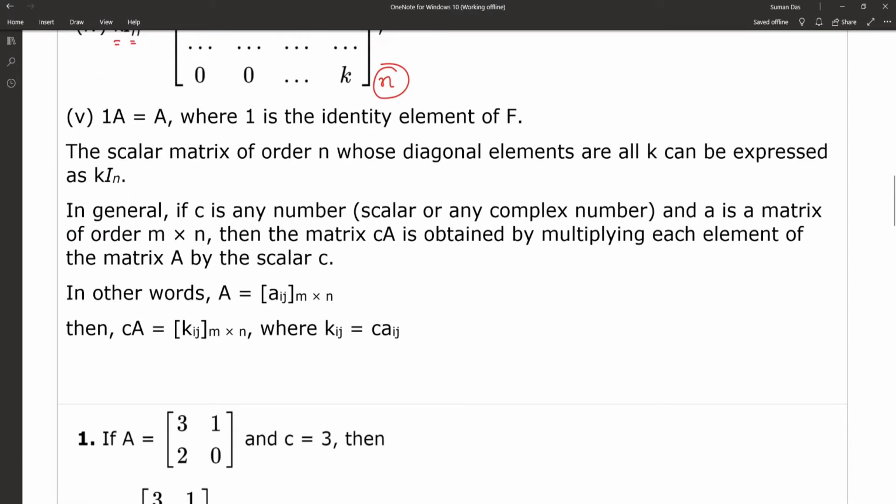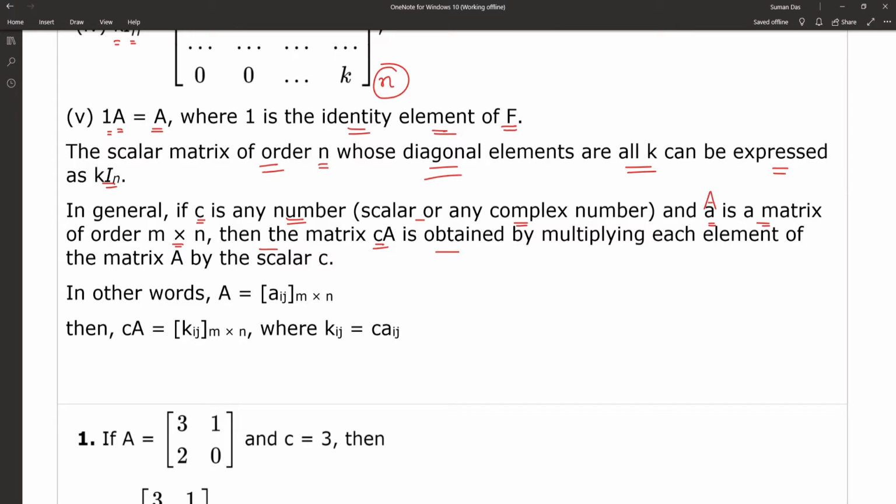And finally, if 1 is the scalar, then 1 into A is equal to the matrix A itself, where 1 is the identity element of the field F. The scalar matrix of order N whose diagonal elements are all K can be expressed as K into In. In general, if C is any number, scalar or any complex number, and A is a matrix of order M cross N, then the matrix CA is obtained.